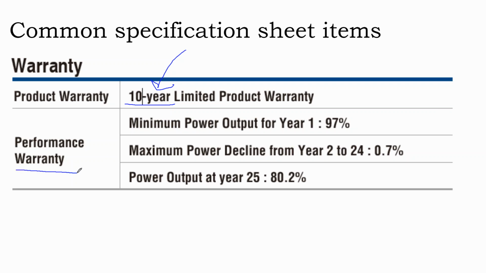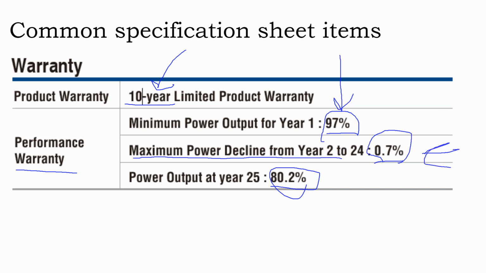As far as the performance warranty goes, the actual kind of performance warranty matters less than you think. High-end manufacturers will give you a warranty that's broken out by the year. And so they're saying, I'm going to warrant my panel for 97% for the first year, and then the power degradation year over year will not exceed 0.7%.